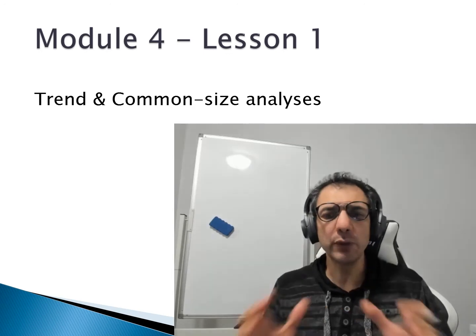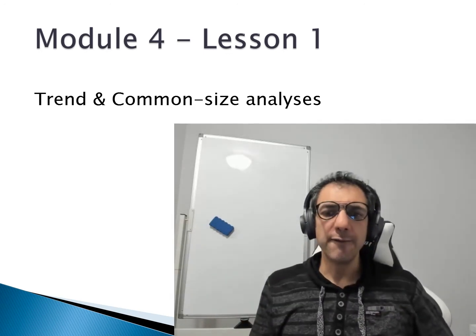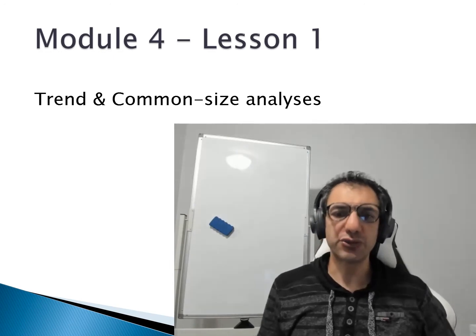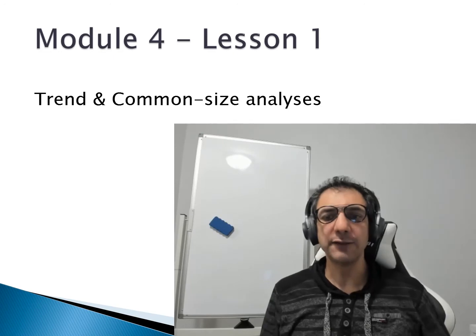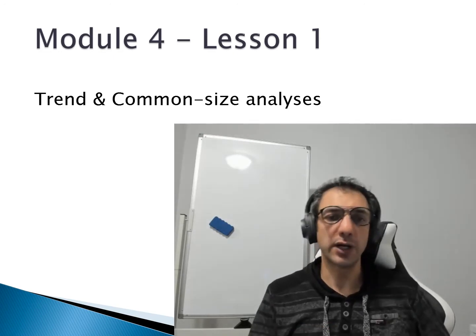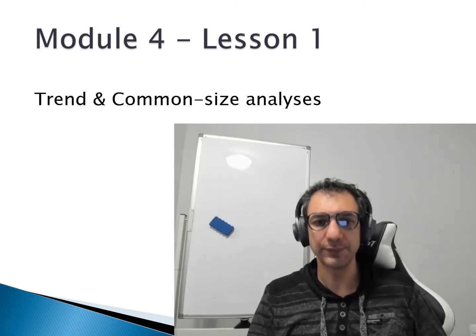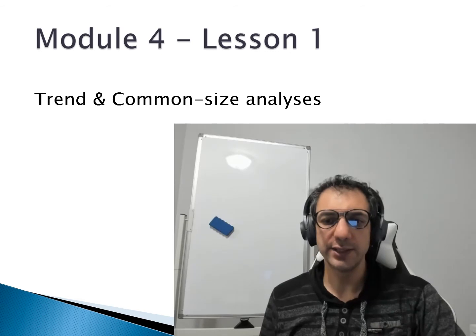So there are several ways you can measure this performance. Three common ways are using trend analysis, common size analysis, and financial ratios analysis. As I mentioned today, I'm going to talk about trend and common size analysis, and then we'll move to financial ratios in the second lesson.